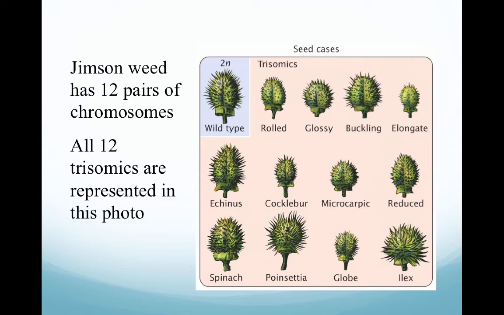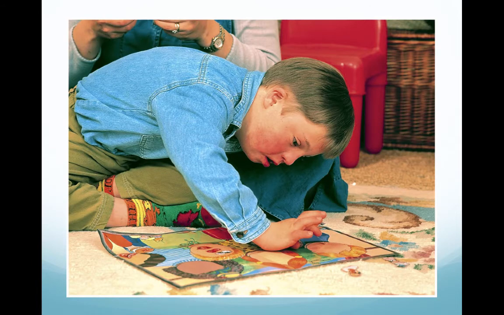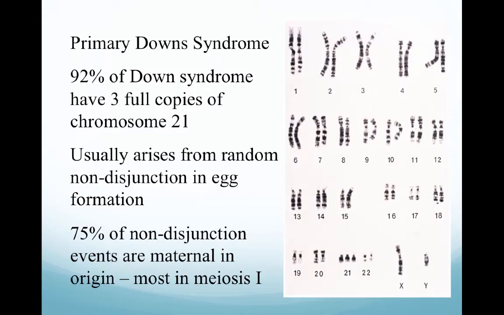And so each pair of chromosomes actually results in a different phenotype of seed case. All right, so one of the other types of aneuploidy that we're more familiar with is trisomy 21. So we've got an extra copy of genetic information on the 21st chromosome, and this is classified as primary Down syndrome. A total of 92% of Down syndrome cases actually have 3 full copies of chromosome 21.